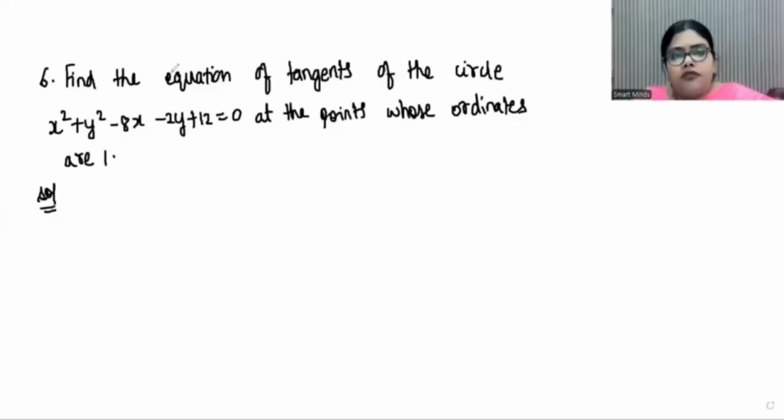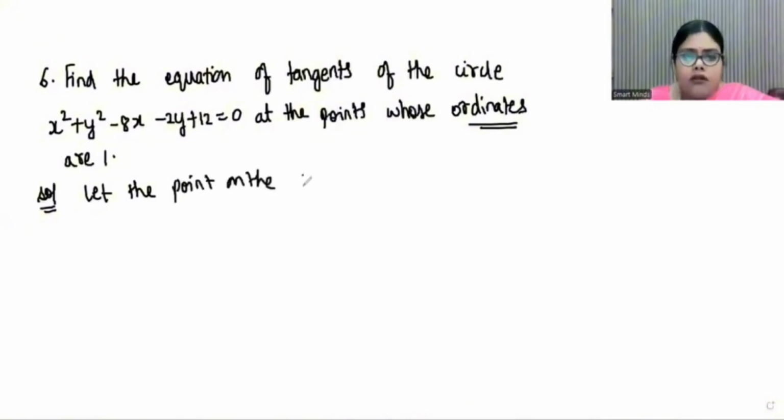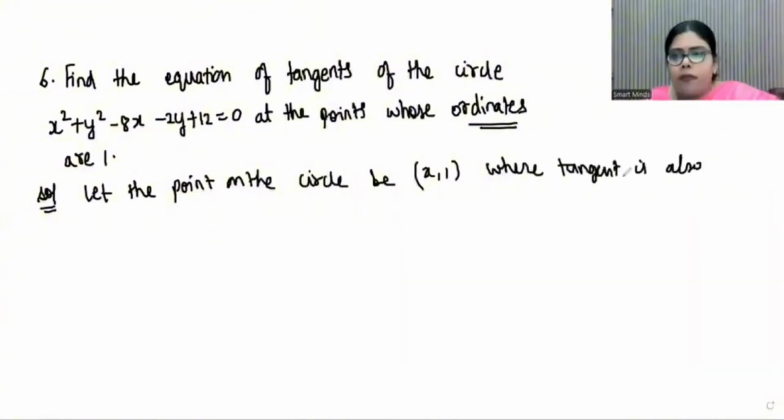Now take the next question. Find the equation of tangents of the circle at the points whose ordinates are 1. So first, let us say what is the point. Ordinates are 1 means, ordinate means y coordinate. So let the point on the circle be x, 1. Where tangent is also passing from the same point.